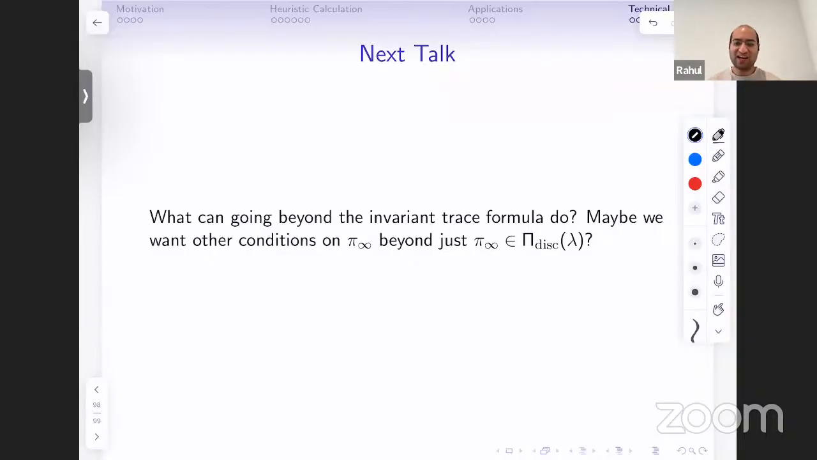Maybe we want other conditions on pi infinity. We don't want to study just discrete series at infinity. Maybe we want to study cohomological representations. So the further down trace formulas will help us do that, and they'll have simplified cases that are nice beyond just discrete series at infinity.